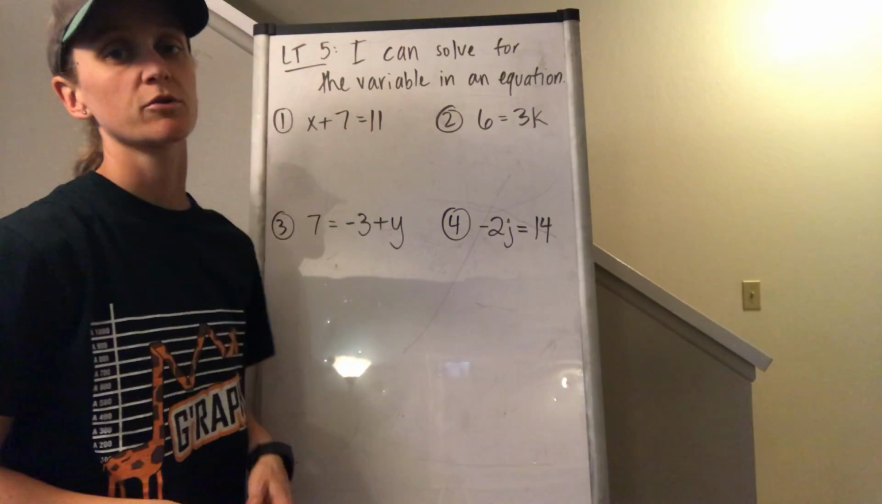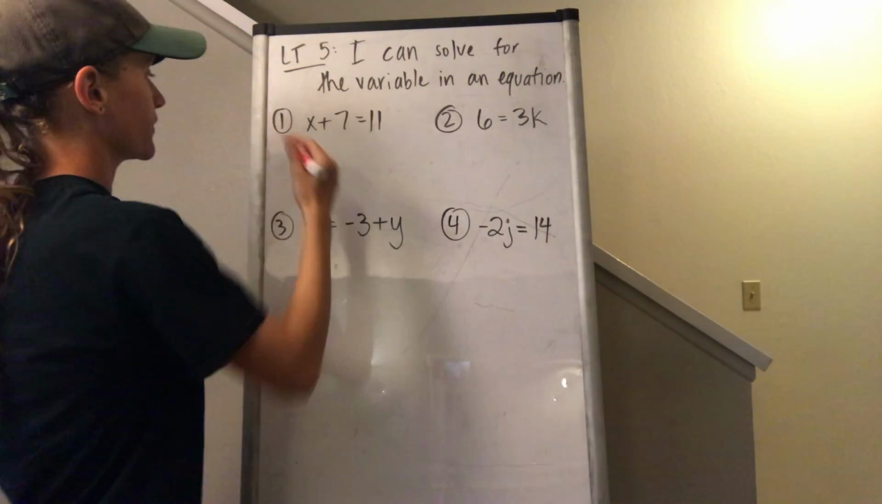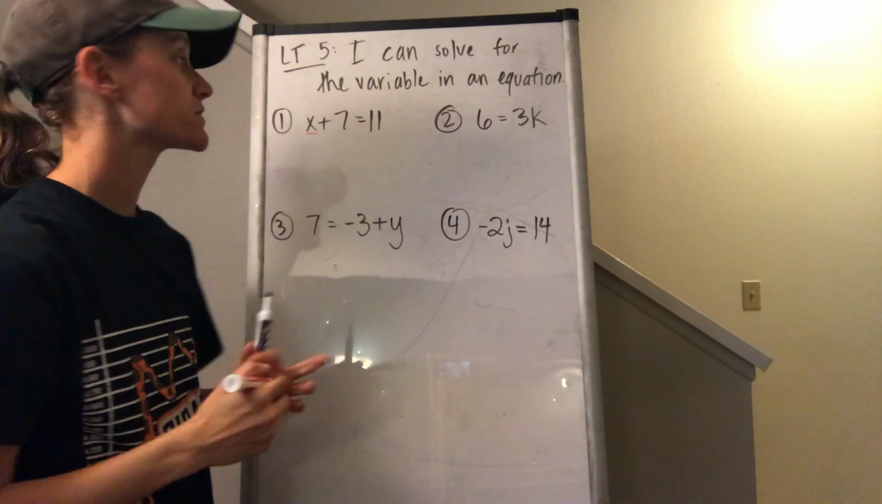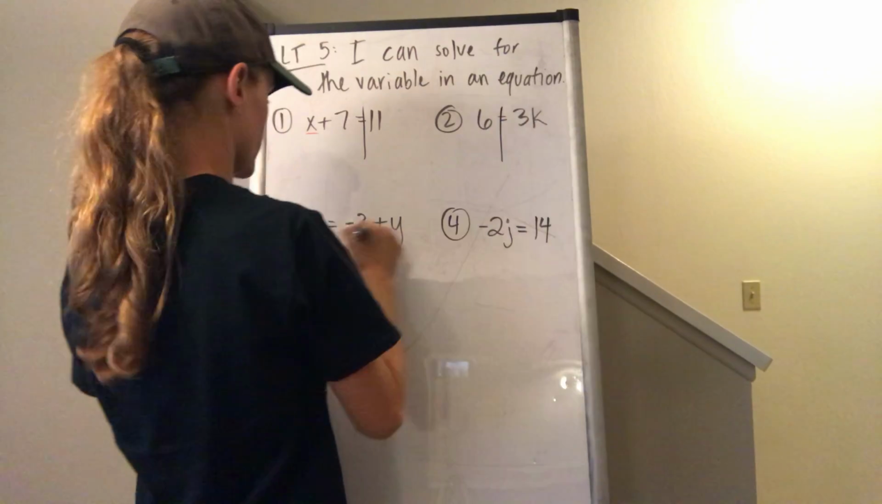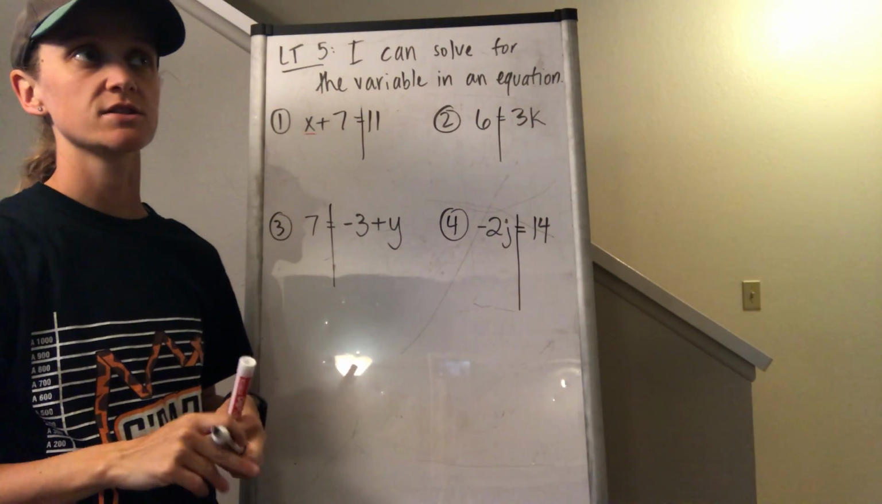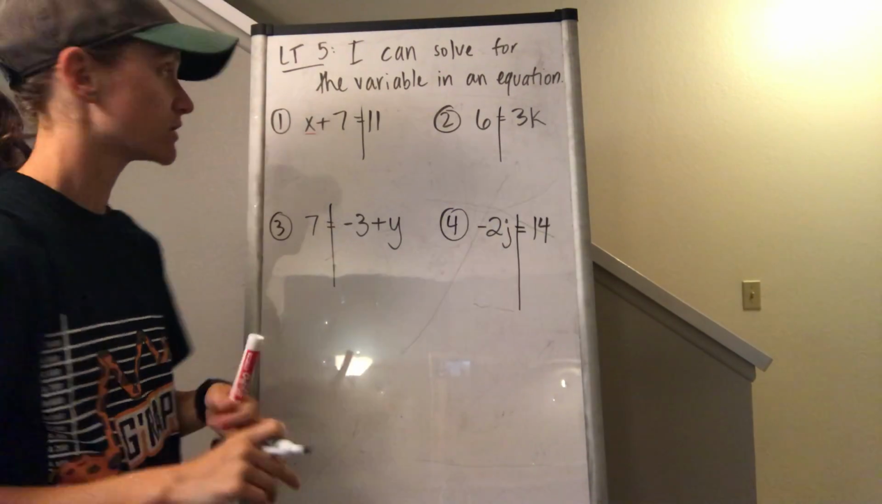I can solve for the variable in an equation. So remember with these ones, the goal is that you're always trying to get the variable by itself because we want to end up with x equals or k equals or whatever the letter is. So first thing I'm going to do is draw my line to the equal sign. I can do that on all these. And then the idea is that I want to create zero pairs or do the opposite operation so I can get the variable by itself.